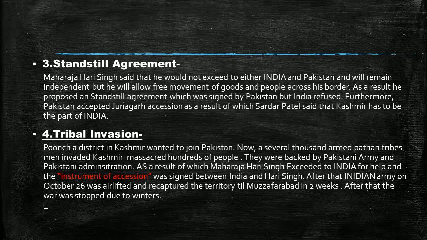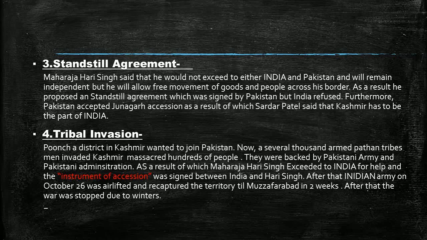Now coming to the tribal invasion. After partition a lot of communal carnage happened in Punjab and it reached Kashmir in September 1947. There is a district in Kashmir, Poonch, which wanted to be free from the Dogras and decided to join Pakistan. As a result, a lot of communal atrocities happened there. Several armed Pathan tribesmen invaded Kashmir, massacred hundreds of people, and within days they covered Muzaffarabad, Baramulla and Uri. Basically a whole war-like scenario was created.